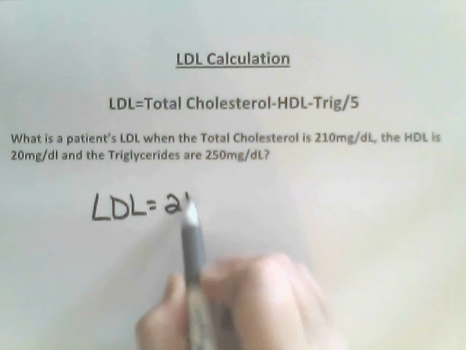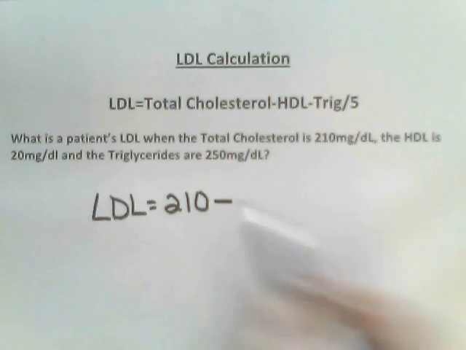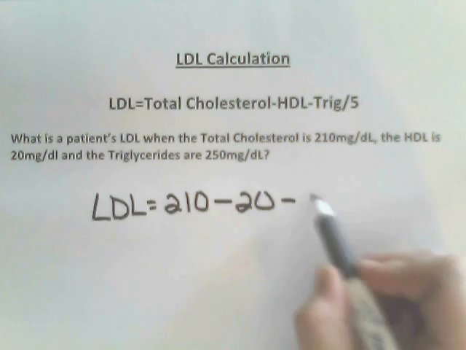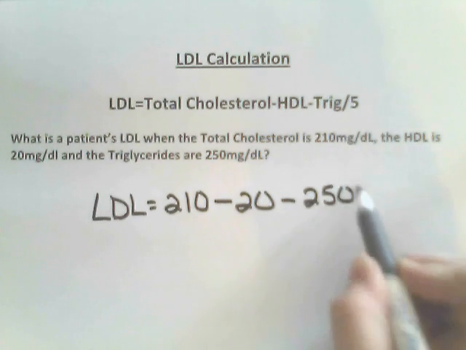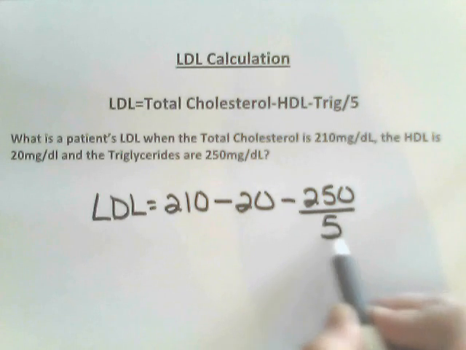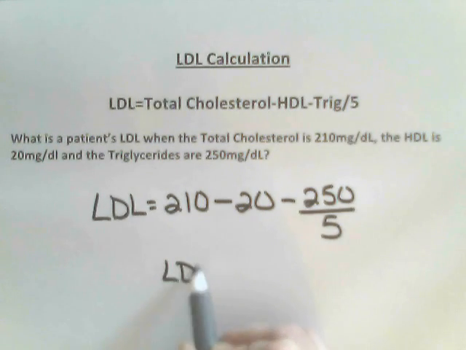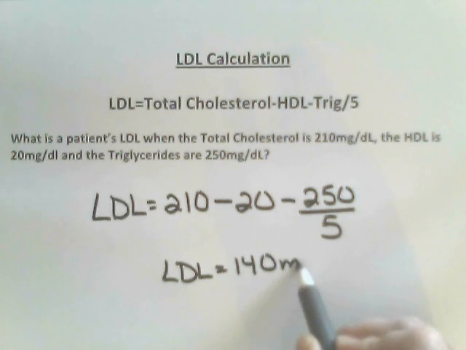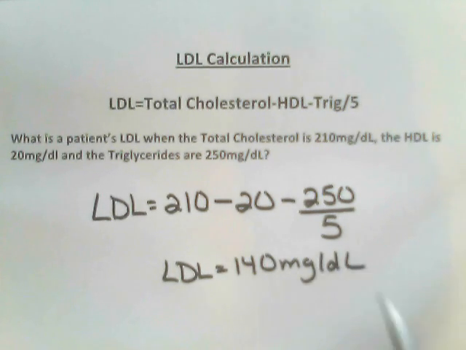So our LDL equals 210 minus 20 minus 250 divided by 5. This would give you an LDL for the patient of 140 milligrams per deciliter.